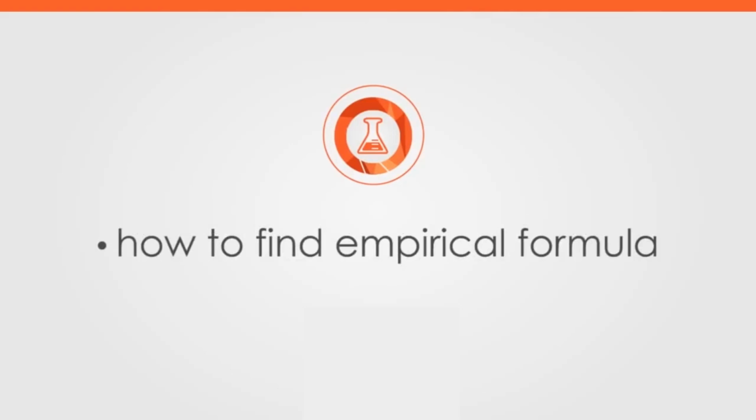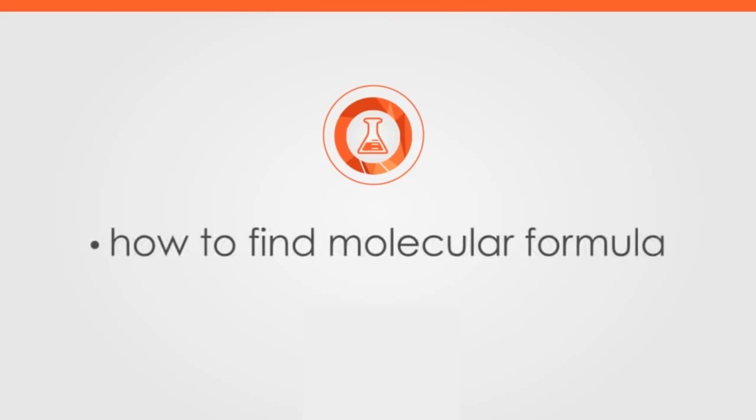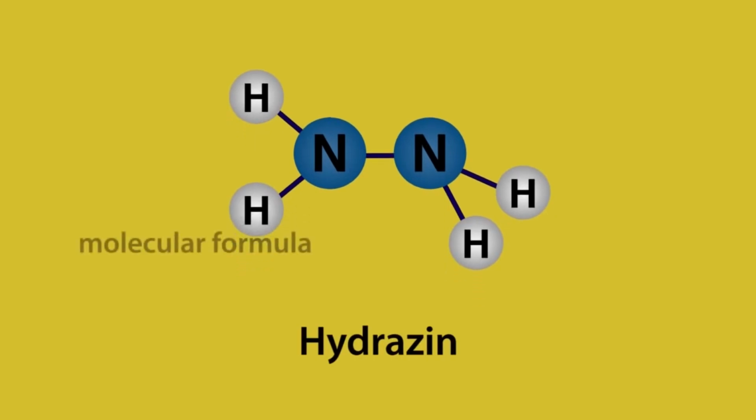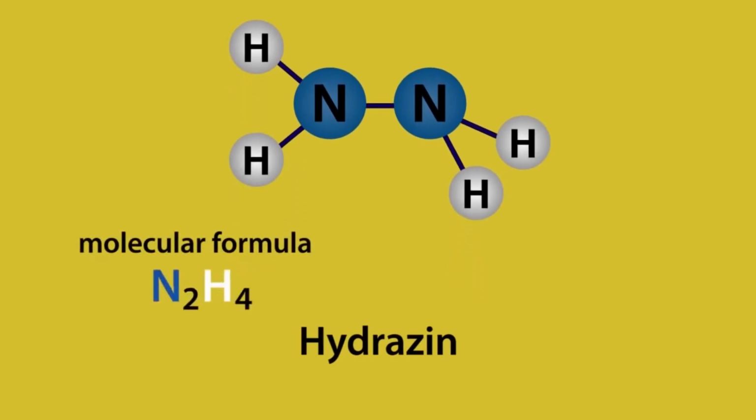Today we're going to figure out how to find the empirical formula from percentage composition by mass and how to find the molecular formula from the empirical formula. Consider the compound hydrazine. Its molecular formula is N2H4, but its empirical formula is NH2.